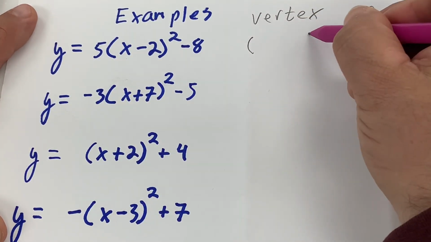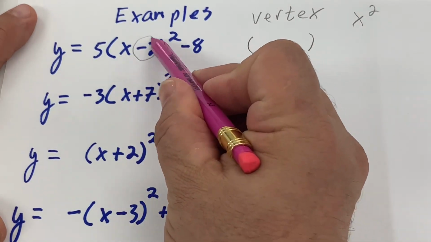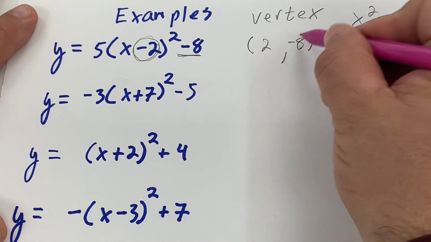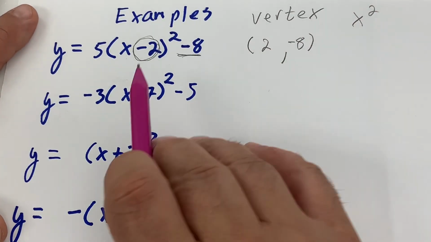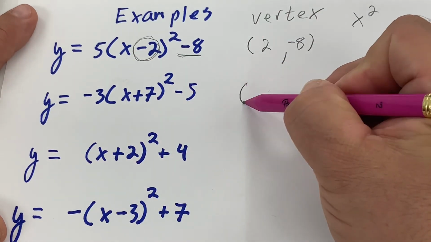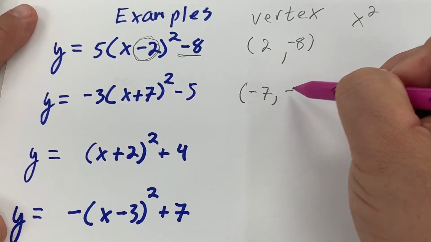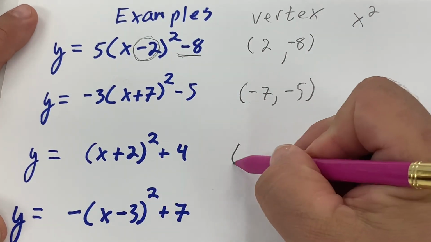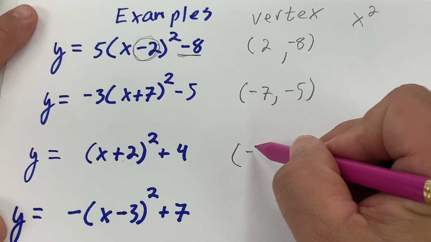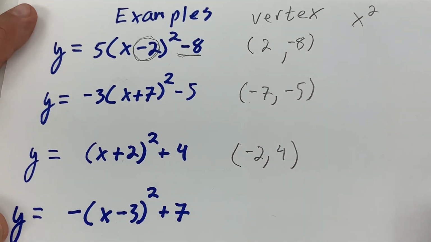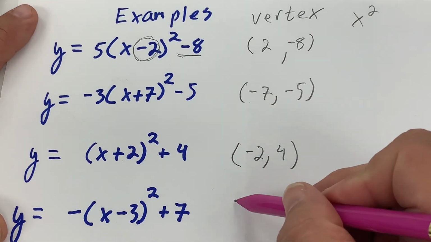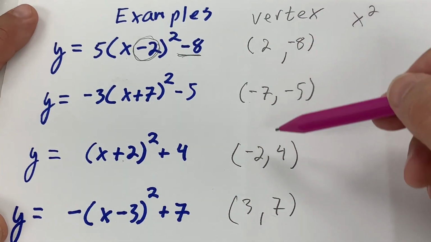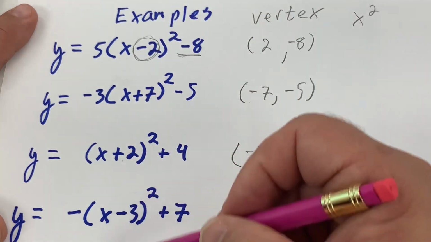The formula is just opposite same. So it's going to be the opposite of this number here, which is 2, the same as this number, which is -8. So you can find the vertex really quickly. Opposite, same. So this vertex is going to be -7, comma, -5. Opposite, same. So this vertex is going to be -2, 4. Again, opposite, same. So the opposite of -3 is 3, the same as 7. So these are my vertices for these quadratic equations.